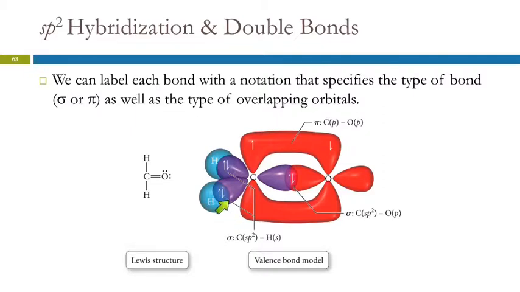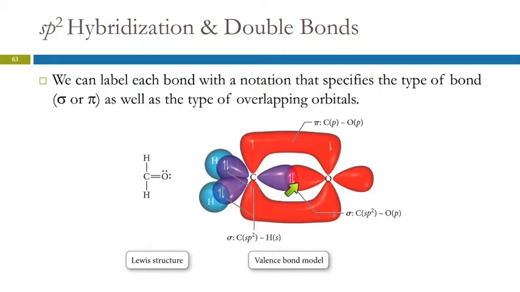So these bonds here, these are sp2 hybrid orbitals. And so it's a sigma bond because it's an end-to-end overlap. On the carbon, we have an sp2 hybridized orbital overlapping with an s orbital on the hydrogen. So there's the element, the orbital involved, a dash, the other element, and the orbital it has.